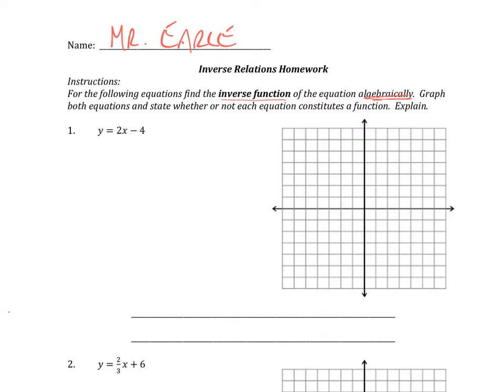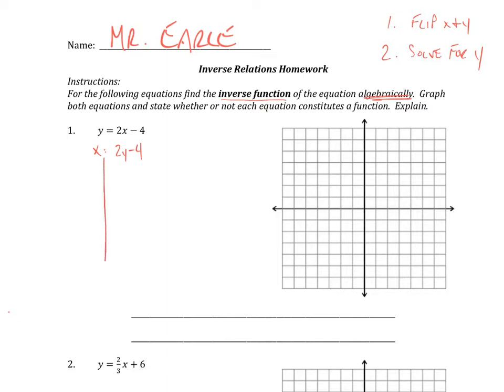So just like we did in class, what we're going to do is, step 1, flip x and y, and step 2, solve for y. Alright, so that's the whole process. So dealing with number 1 here, I'm going to rewrite this as x equals 2y minus 4, and then I'm going to start to solve for y.